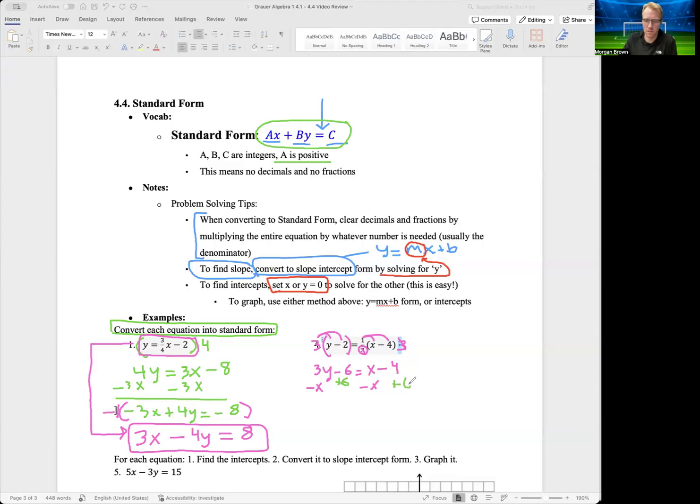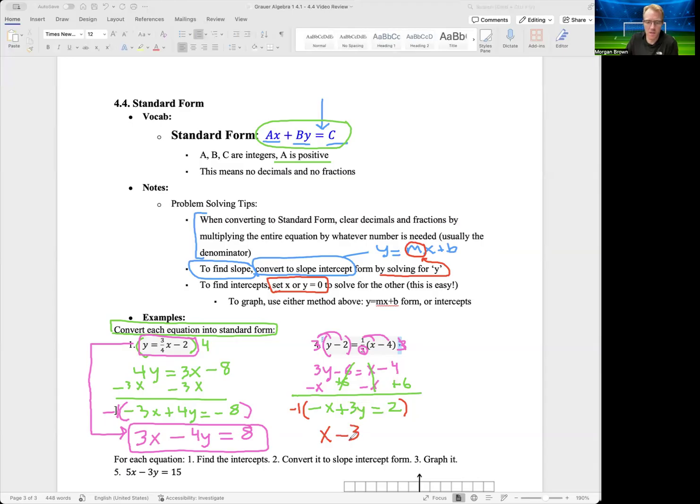Add 6. Okay, so the 6's cancel out, and I have negative x plus 3y equals, here the x's cancel out, negative 4 plus 6 is 2. Once again, I have a negative in the front. Super annoying, but we need to multiply the whole equation by negative 1 to cancel out the negative in the front. So now it's going to switch all the signs.